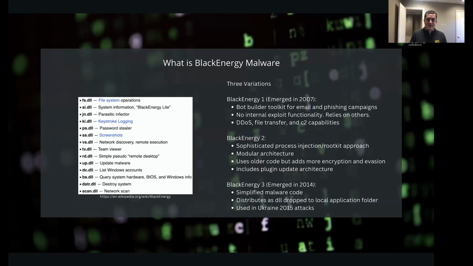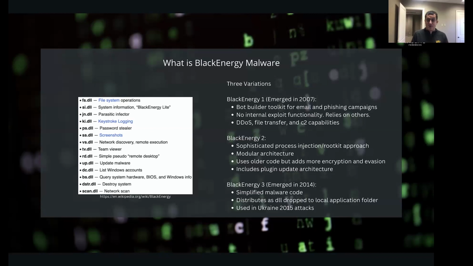When you get later on, though, into BlackEnergy 2 and 3, you start to see nation state features added. BlackEnergy 2 was an extension. It used some of the code present in BlackEnergy 1, but it added more sophisticated process injection. It added more of a rootkit approach. It actually made it modular. It added encryption and more evasion. It included more of a plugin architecture. So it's a little closer to a nation state malware toolkit.